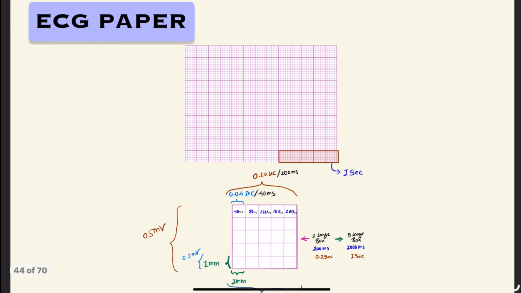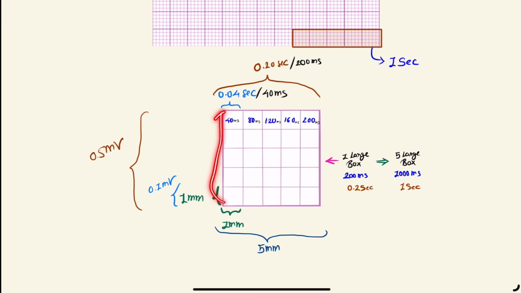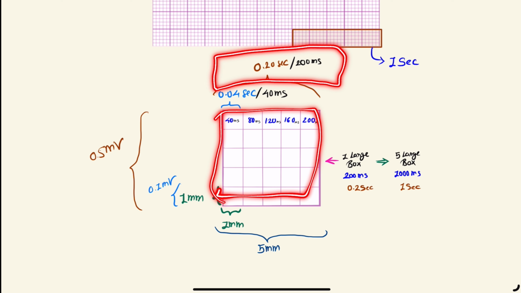ECG paper is composed of large squares, each measuring 5 mm in width and height. These large squares are further divided into small boxes, each with a dimension of 1 mm in both height and length. Each 1 mm length of a small box represents 0.04 seconds of time, so a large square, being 5 mm, represents 0.2 seconds or 200 milliseconds.